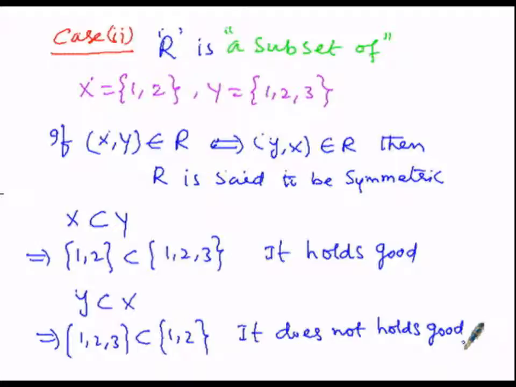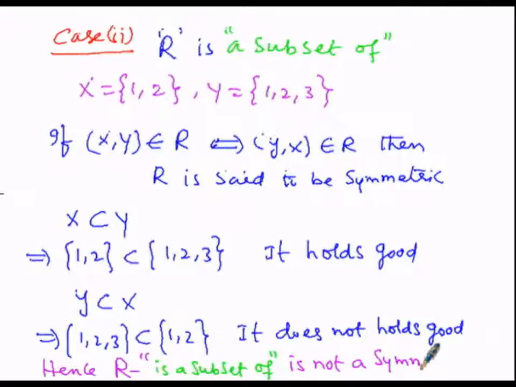So hence the relation R, which is nothing but is a subset of, is not symmetric. So it is not a symmetric one. Then let us go for the third case, that is case number 3.